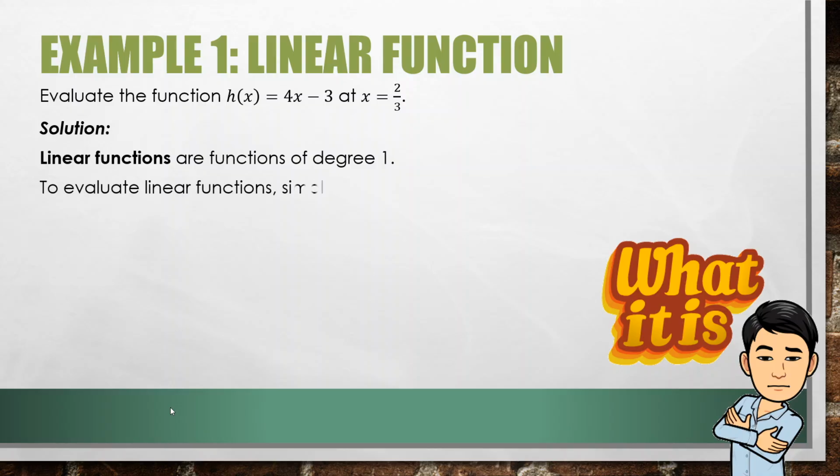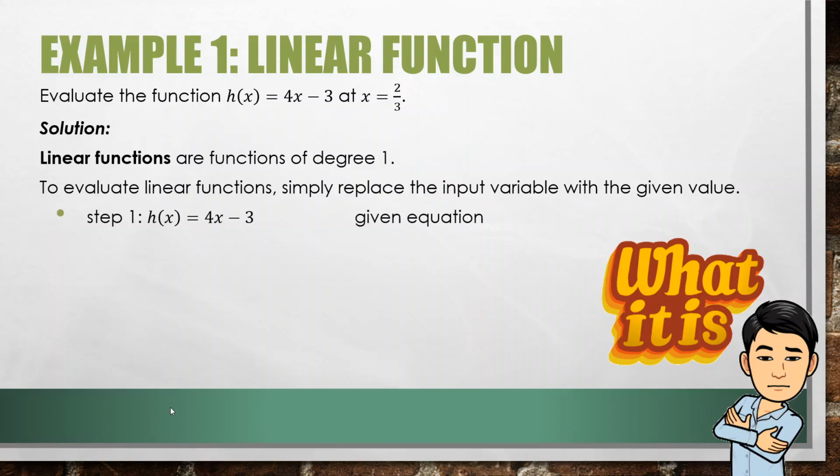So, now, to evaluate linear function, simply replace the input variable with the given value. So, ano ba yung ating given value? So, we have 2 over 3. So, i-replace lang natin siya doon sa ating variable. So, ano yung mangyayari? So, this is our given equation. We have h of x is equals to 4x minus 3. And then, susunod natin dyan is i-substitute natin yung ating given value ng ating independent variable. So, ang given value natin is 2 over 3. So, magiging h of 2 over 3 is equals to 4 times 2 over 3 minus 3.